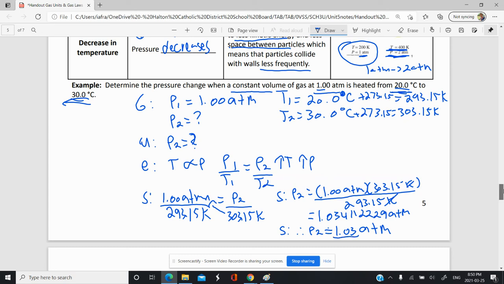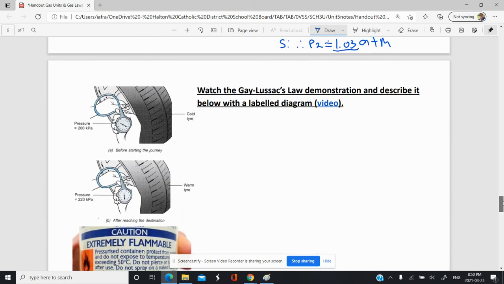So 1.03 ATM. So just like with the other laws, I do want you to watch this quick video. It's a demonstration of Gay-Lussac's law. Draw a labeled diagram to explain how the law is working. And here you can see some practical applications of it.